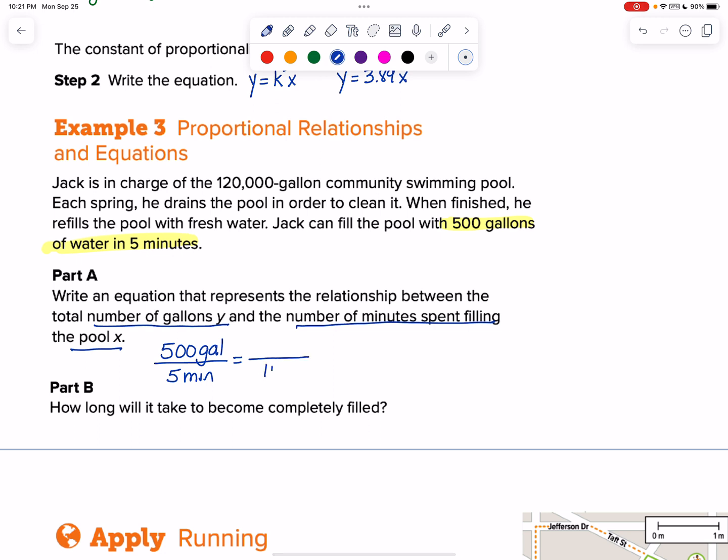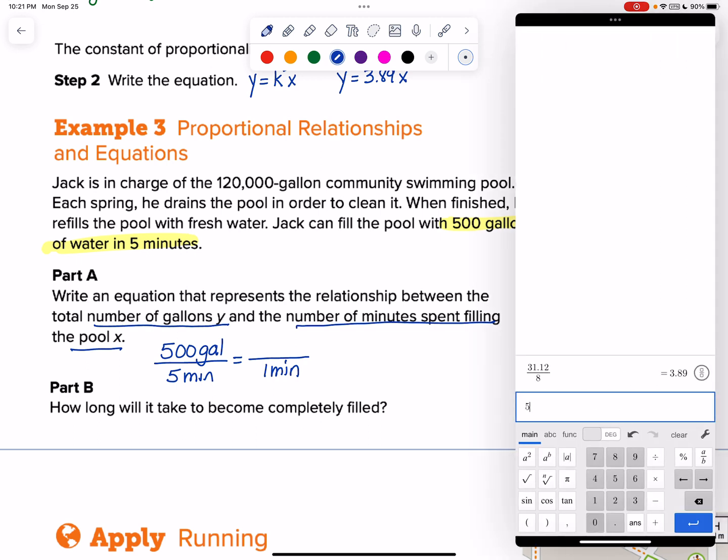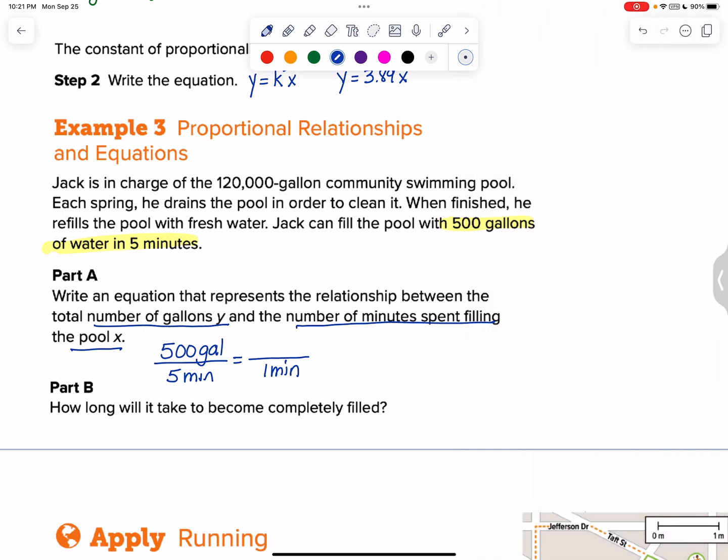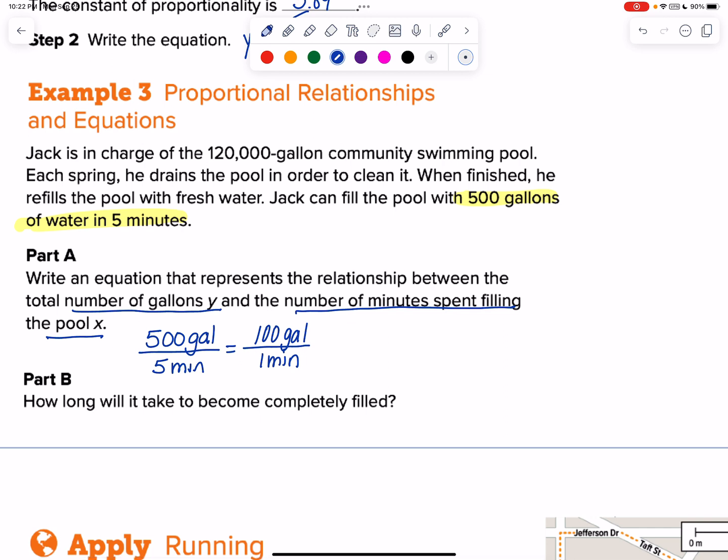And let's go ahead, we're going to make a unit rate, so that's over 1 minute. And 500 divided by 5 equals 100 gallons per minute. Okay, so if we know now that Jack has 120,000 gallons to fill the pool, we can now figure out how long it will take him.